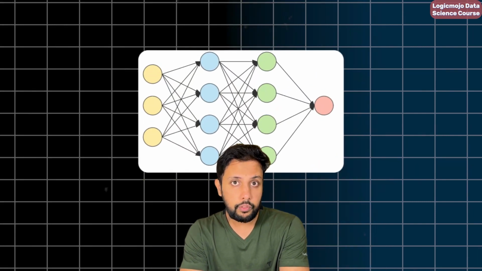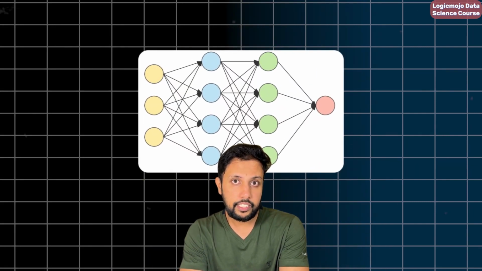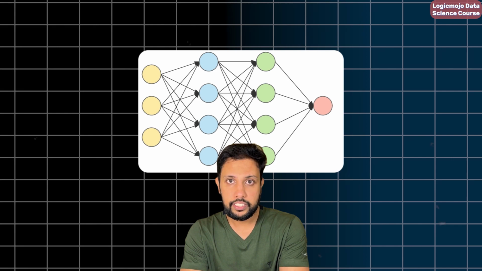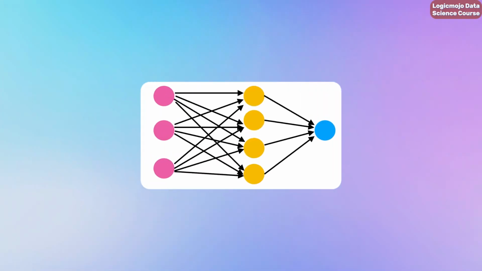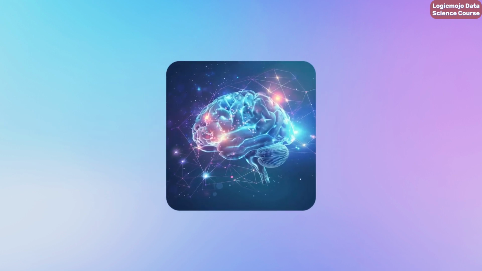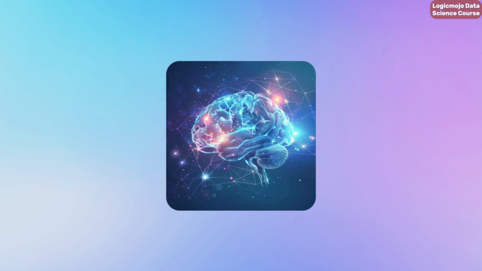Neural networks is one of the most important topics of data science. In this video, we will try to understand in a very simple way what a neural network is and how it works. So basically this neural network technology is exactly similar to our brain. In fact, this technology of neural networks is developed considering how our brain works only.